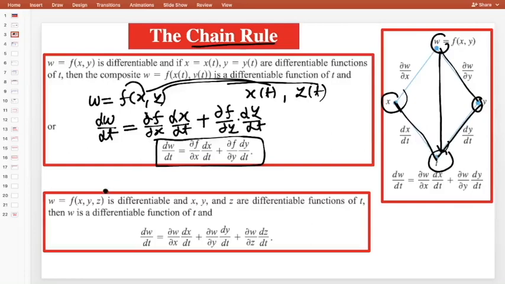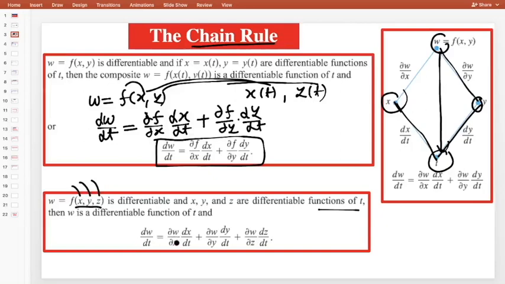This is a very simple rule. In the similar way, if there are three variables, let's suppose x, y, z, and they are also functions of t, again we do the same thing for dw/dt. First we differentiate this function with respect to x, then t, again with respect to y, then t, and so on. So here, what is dw/dt?